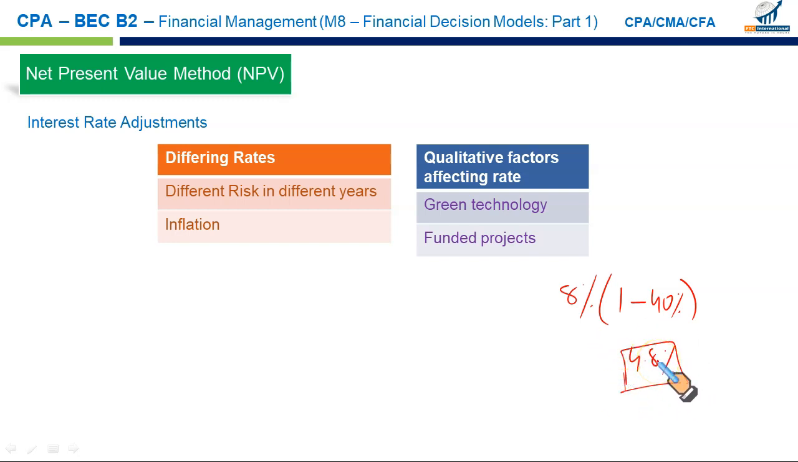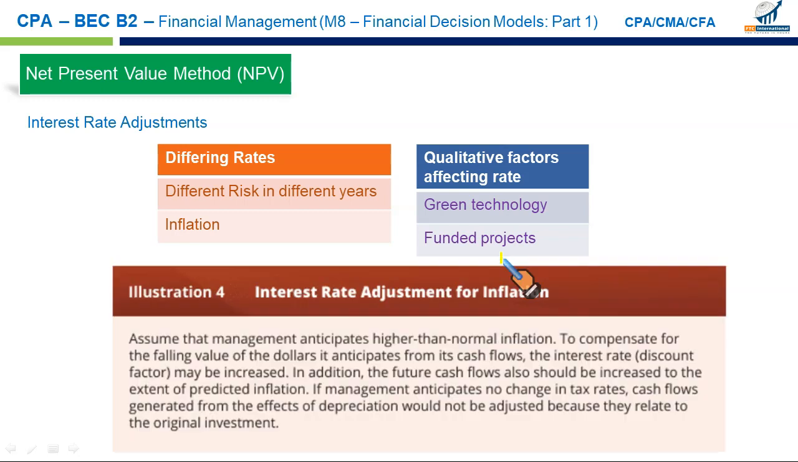This is the rate we should use for evaluating projects that are mandated by technology or funded through a specific source. Okay, now here is an illustration that explains the idea of inflation. Assume that management anticipates higher than normal inflation. To compensate for the falling value of the dollar it anticipates from its cash flows, the interest rate or the discount rate may be increased, right? That's what we do.